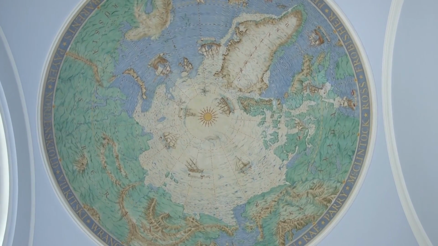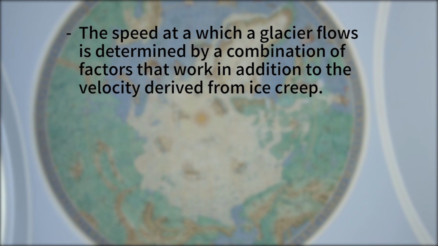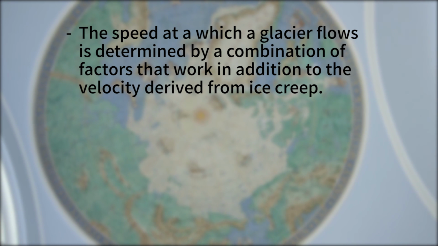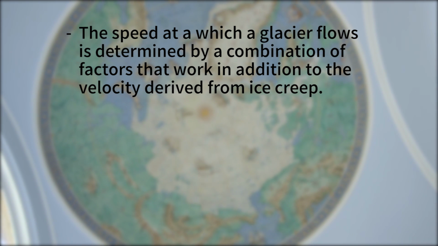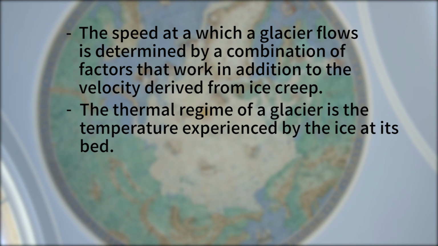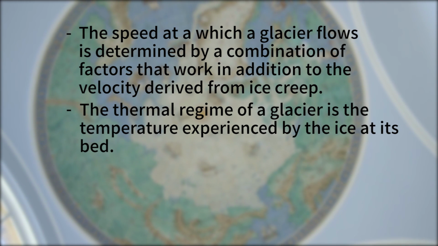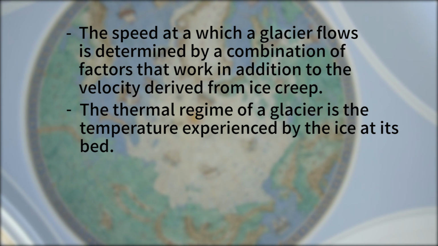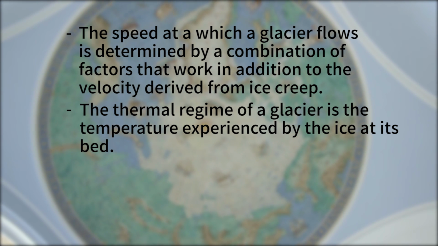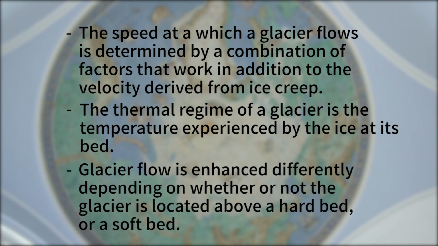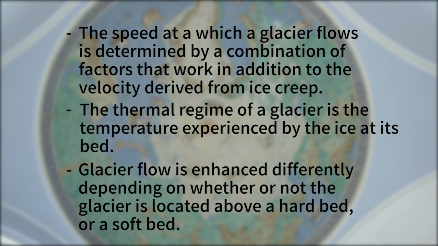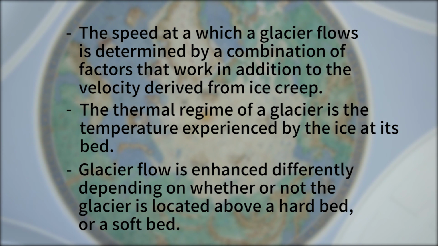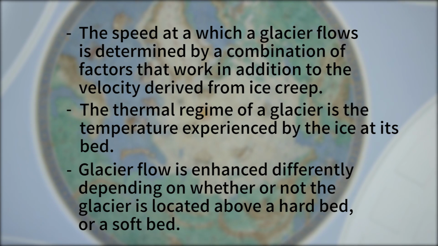This episode, we covered that the speed at which a glacier flows is determined by a combination of factors that work in addition to the velocity derived from ice creep, these being its thermal regime, meltwater, and subglacial deformation. That the thermal regime of a glacier is the temperature experienced by the ice at its bed. Warm-based glaciers typically have meltwater present due to being at the pressure melting point and therefore flow faster. Cold-based glaciers, on the other hand, are frozen to their bed, and that glacier flow is enhanced differently depending on whether or not the glacier is located on a hard bed or a soft bed. Unlike Brexit, these two hard and soft types are well defined.